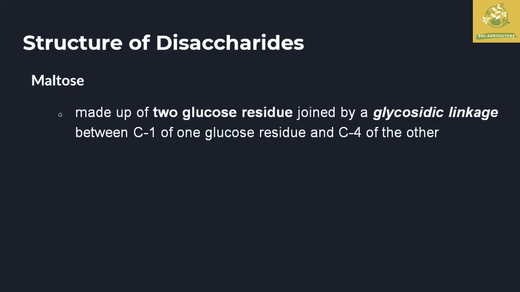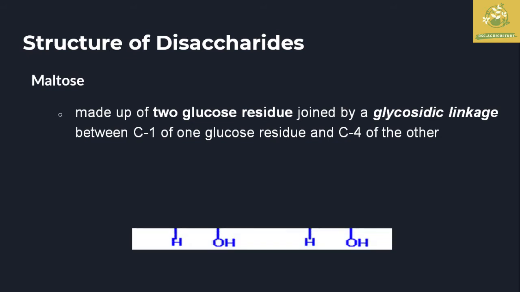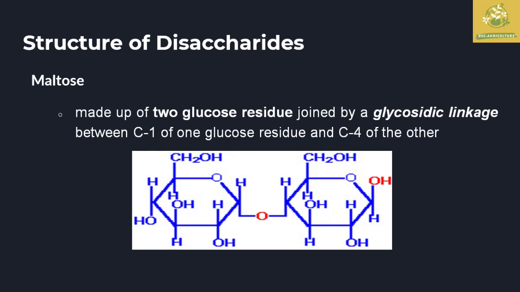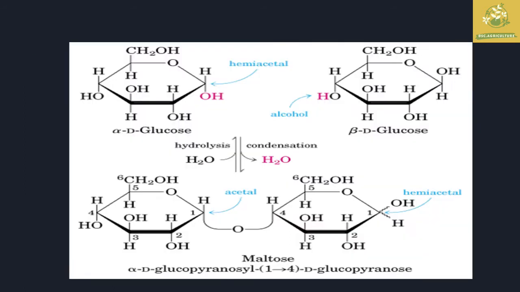The first disaccharide structure we are going to see is maltose, which is made up of two glucose residues joined by a glycosidic linkage between C1 of one glucose and C4 of the other. The bond is between carbon 1 of the first monosaccharide and carbon 4 of the other monosaccharide. You can see the picture of maltose, which shows how maltose is formed from alpha and beta D-glucose.